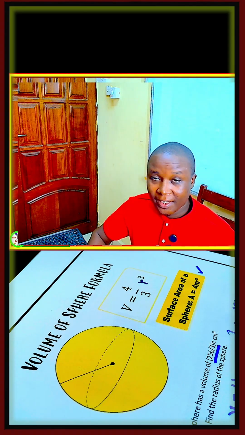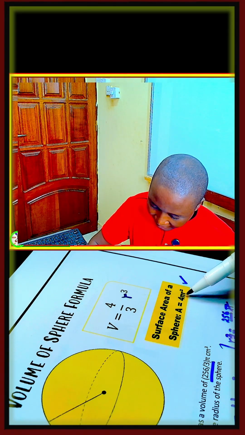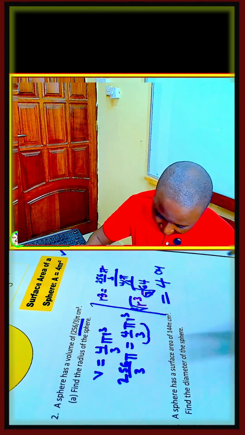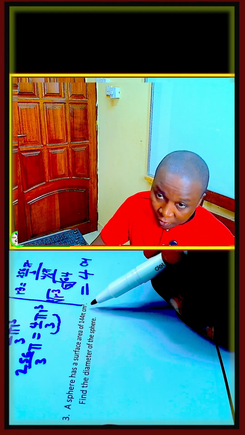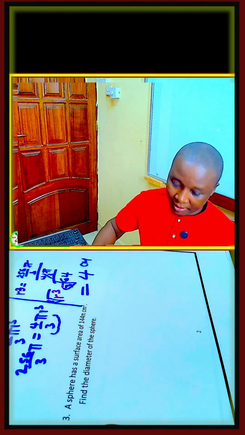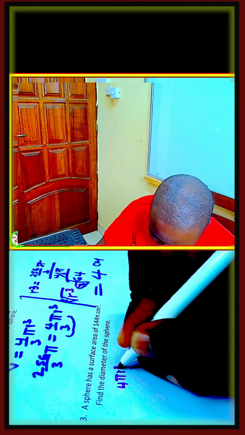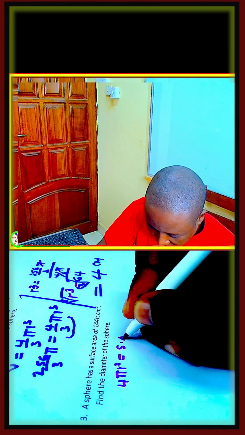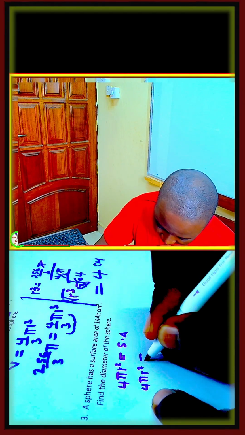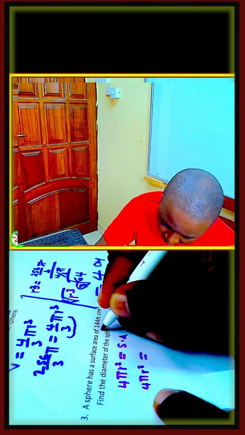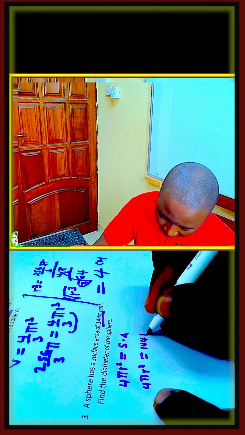We have said that the surface area of a sphere is given as 4 pi r squared, but in this question we are told that the surface area is 144 pi. We're supposed to find the diameter. So first we're going to say 4 pi r squared is equal to the surface area, which is the answer we are given here, 144 pi.